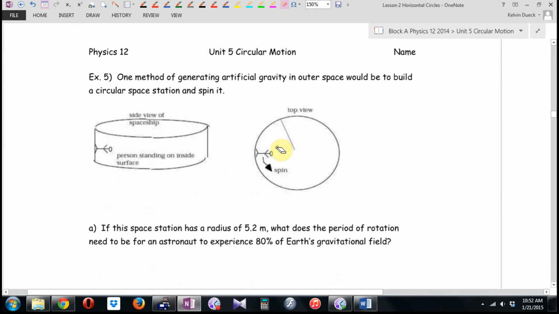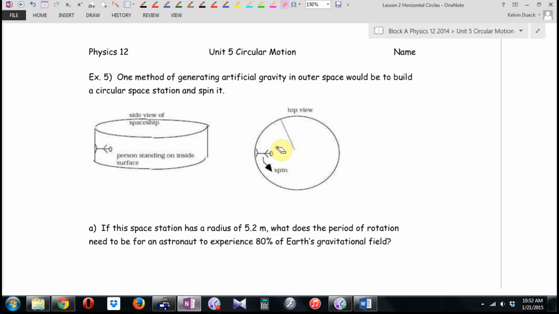Artificial gravity. One method of generating artificial gravity. Oh, I like example 5, because it's cool and it's a nice question. One method of generating artificial gravity in outer space would be to build a circular space station and spin it. There's a side view, there's a top view.